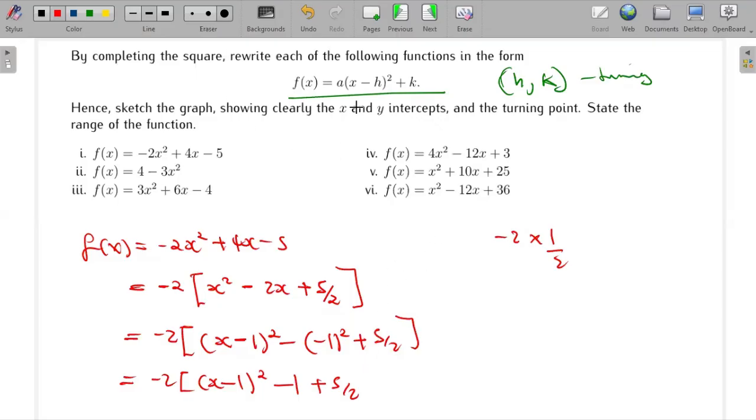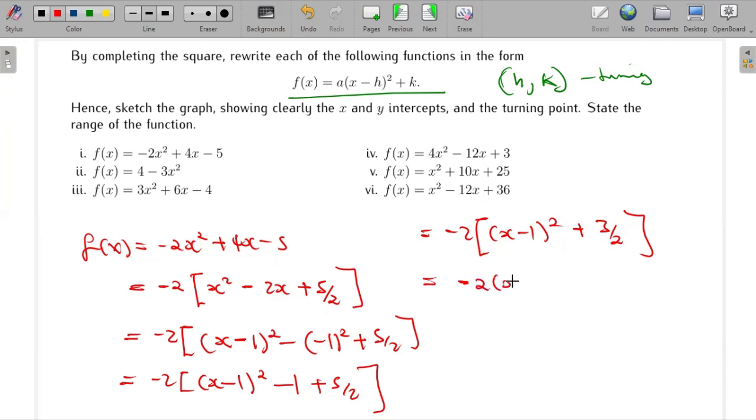So here I close. This will be equal to negative 2 times x minus 1 squared, then a positive 3 over 2 like that. Then you can multiply. Multiply that negative 2 with x minus 1 squared, and then this negative 2 divides the 3 over 2, you get negative what? 3. So this is what you're going to have.